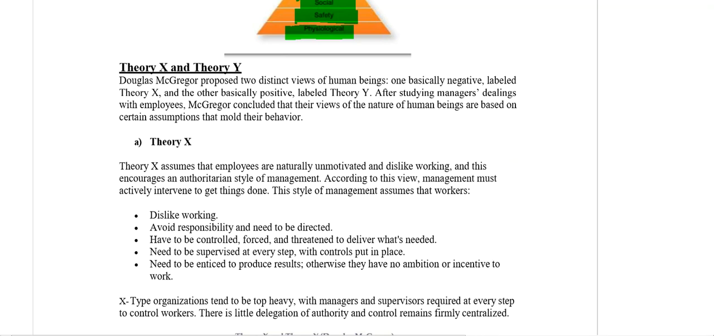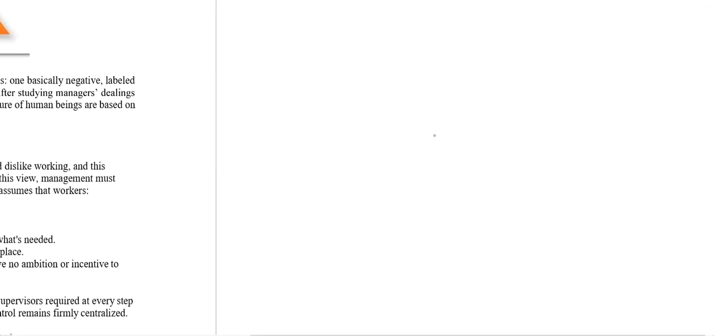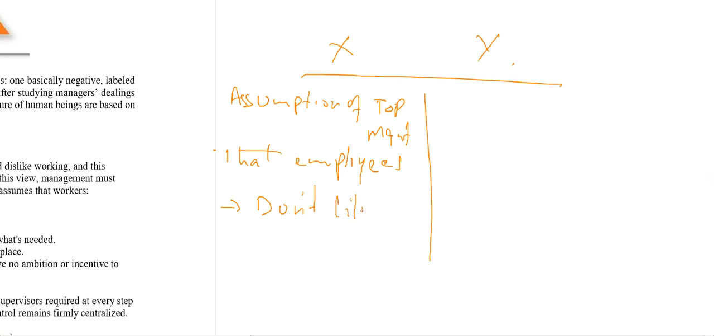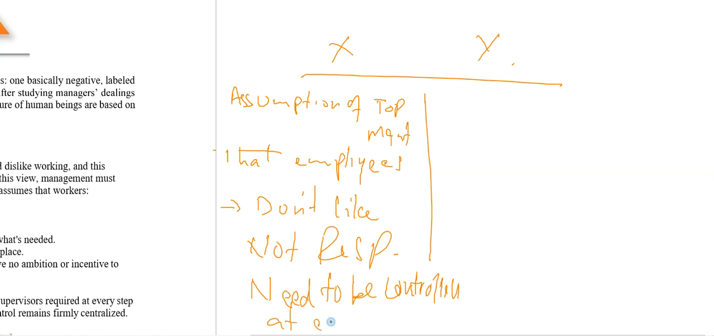Students, theory X and theory Y means, it is basically the assumption of top management that employees, number 1, they don't like the job, they are not responsible, and they need to be controlled at every step.